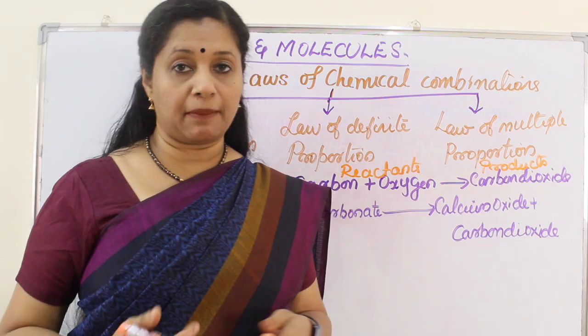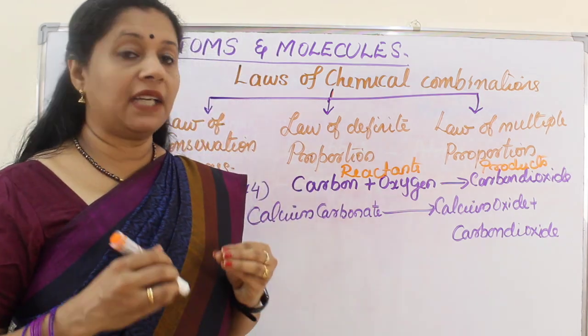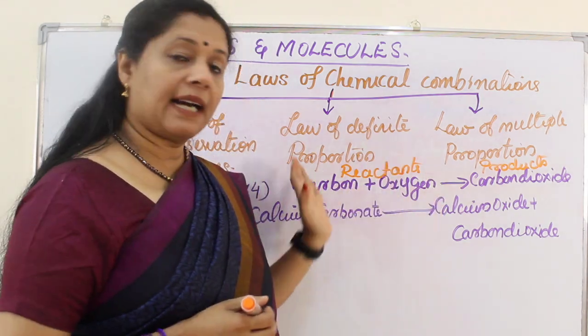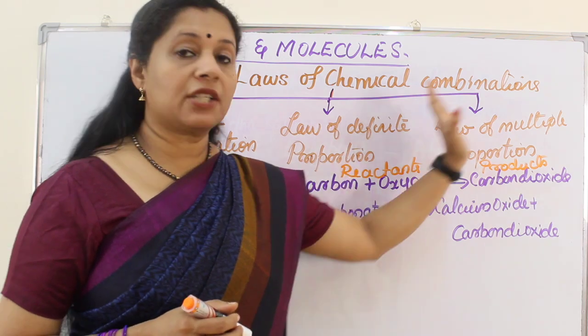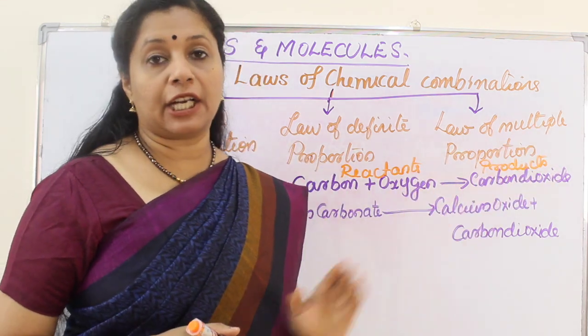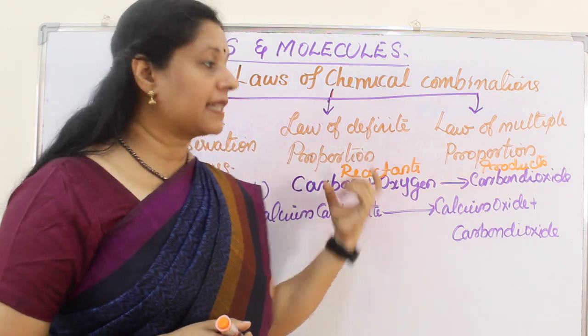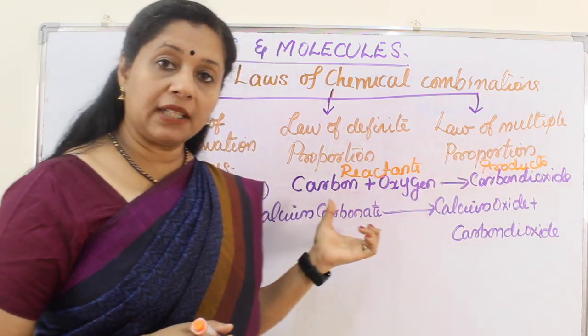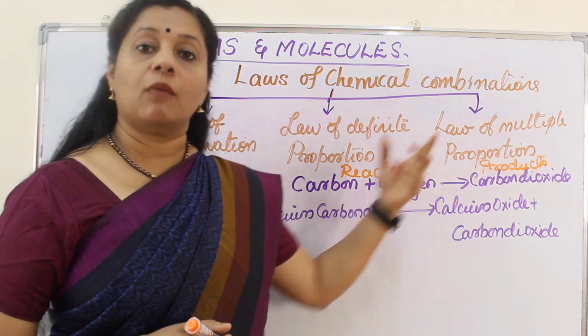Different types of chemical reactions are there. Whenever we write, usually we write the reactants on the left hand side and products on the right hand side, separated by an arrow mark. The arrow shows the direction of the reaction, that is from reactants to products. So here what are the reactants? Carbon and oxygen. What is the product?